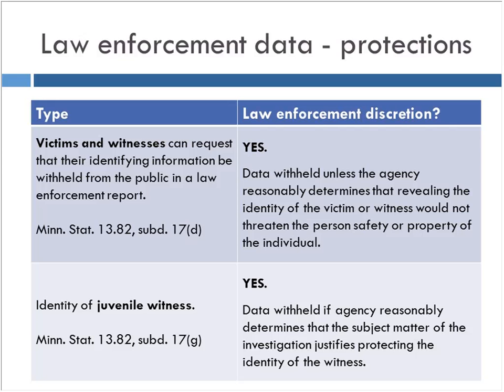Second, juvenile witnesses. I've had a couple of questions about this over the years about whether or not law enforcement should automatically withhold the identity of juvenile witnesses. And that could be juvenile victims as well. And there's a whole other thing about victims, but just a juvenile witness, it's not automatic. There's nothing that says automatically juvenile witnesses' names should be withheld from public distribution. Instead, it says data is withheld if the agency reasonably determines that the subject matter of the investigation justifies protecting the identity of the witness.